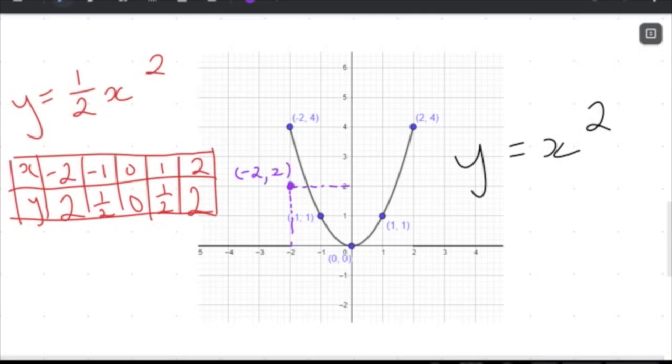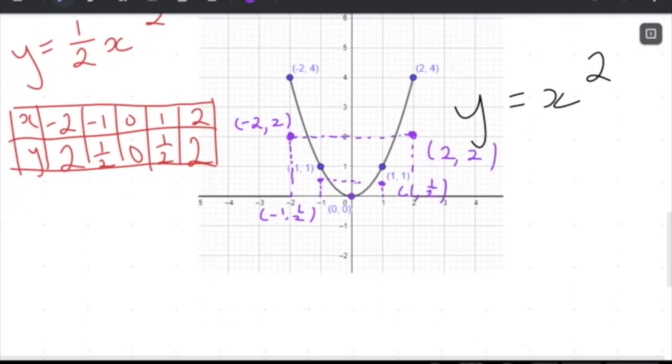When my x is -1, my y is going to be a half. So about here. Let's write that down here: -1 and a half. I still have the point 0, 0. And when my x equals 1, my y equals half. And when my x equals 2, my y equals 2 once again.